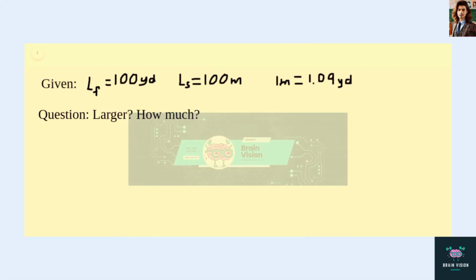This question states American football uses a field that is 100 yards long, whereas a regulation soccer field is 100 meters long. Which field is larger, and by how much? Give the difference in yards, meters, and percent.